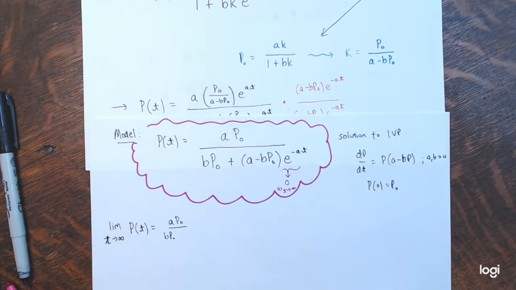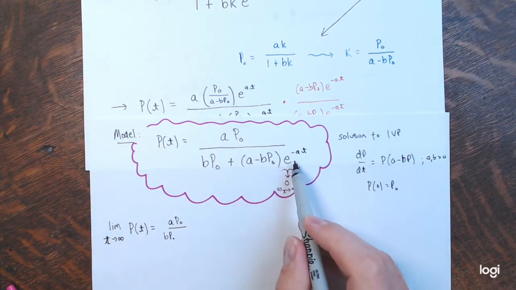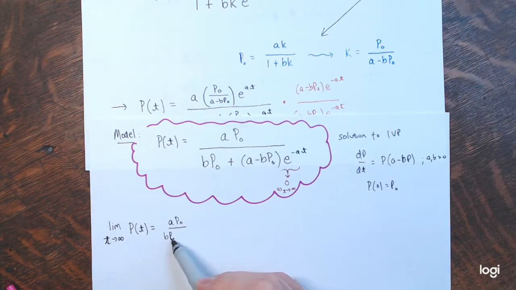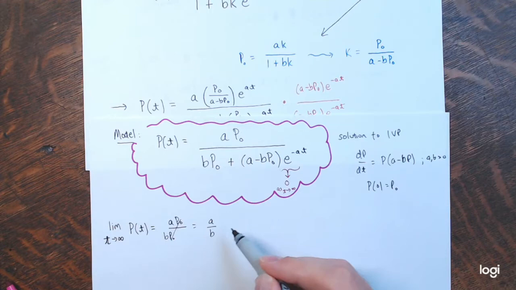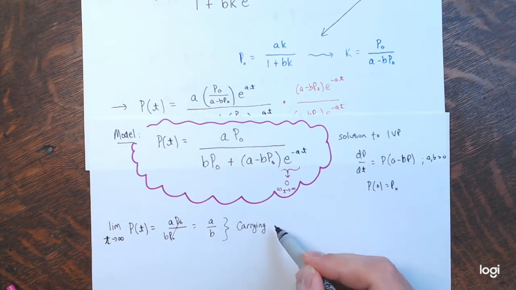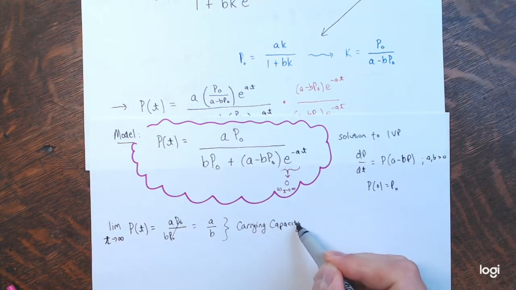So this term goes to 0, and we're left with a p sub 0 over b p sub 0. The p sub 0s cancel, and you get a over b. That was the carrying capacity that I mentioned earlier. The population will grow and grow and grow, but it doesn't exceed this amount.